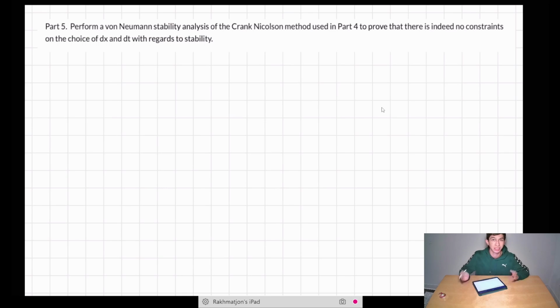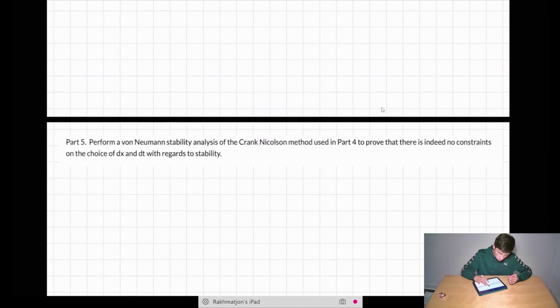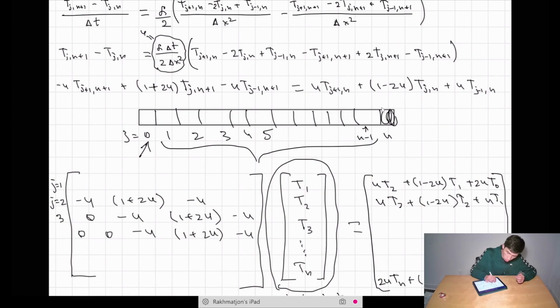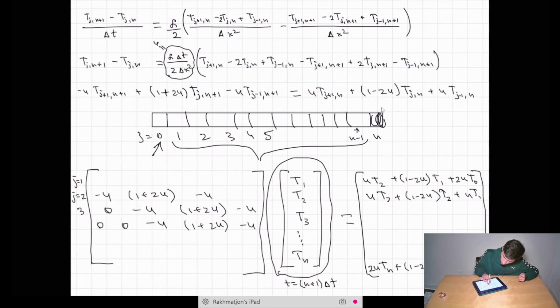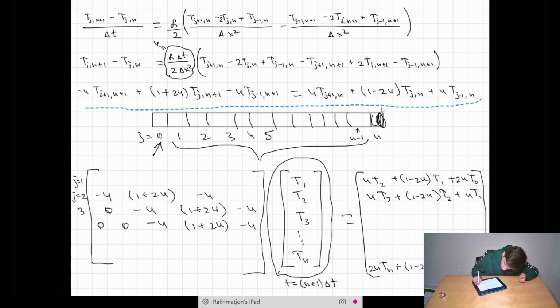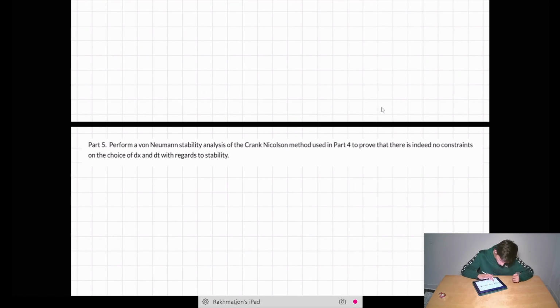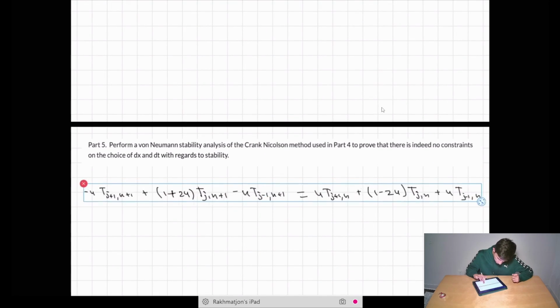Previously we did the same thing with our explicit differencing method, so now we're going to do the same von Neumann stability analysis for the Crank-Nicolson, which is the implicit differencing method. Previously we determined this equation for the implicit method, so we're going to need this equation. I can copy it down here and paste it.